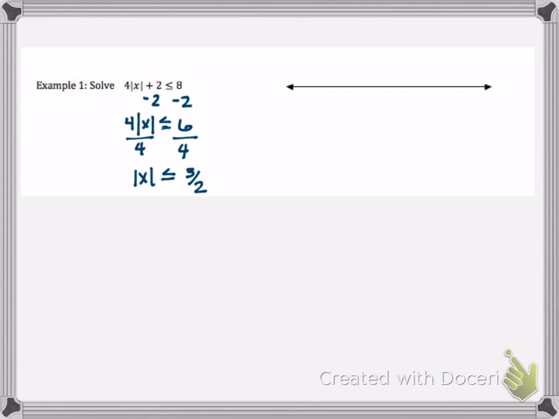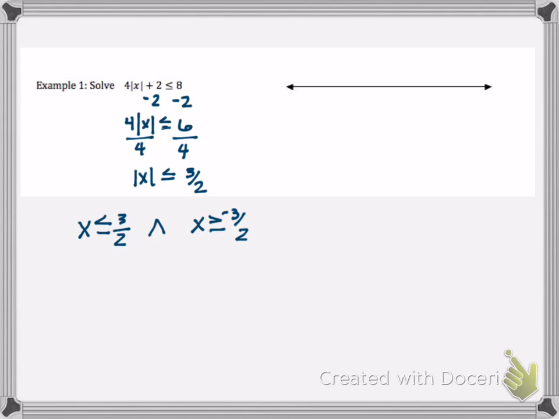But here is where we decide, okay, I want to look at my possibilities. I have x being less than or equal to 3 halves. And then my other possibility would be x being greater than or equal to negative 3 halves, flipping the sign. And because it's less than, I am looking at and.